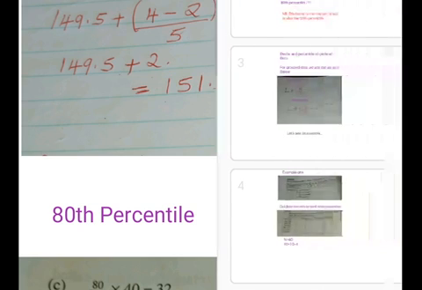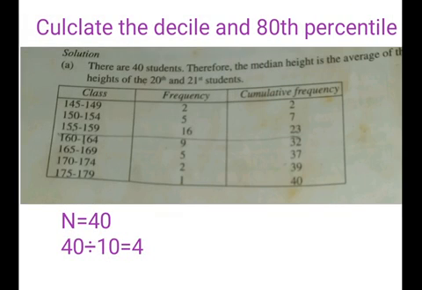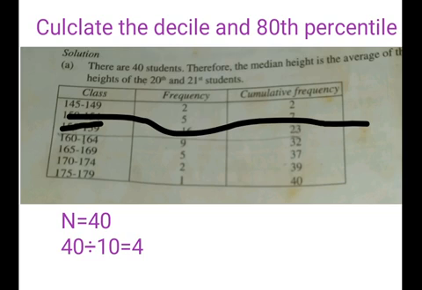150 to 154. That is the second class, because that 4 belongs to the cumulative frequency 7. So the second class has students from the second student up to the 7th student. Meaning the 4th student belongs in that class. So this is the class we are going to use, not that one. This one, the second class. So that's the class we are going to use.